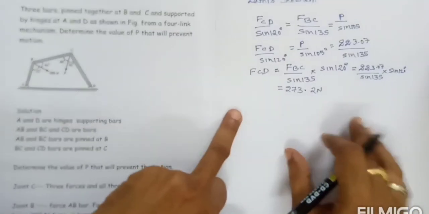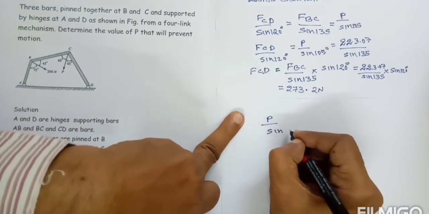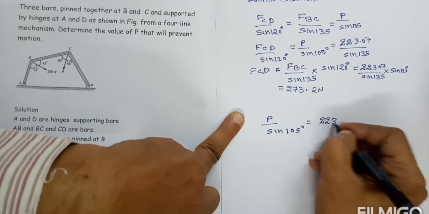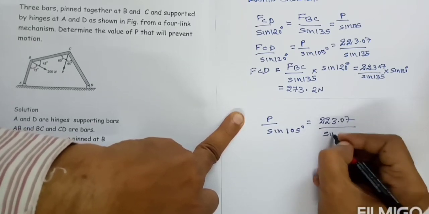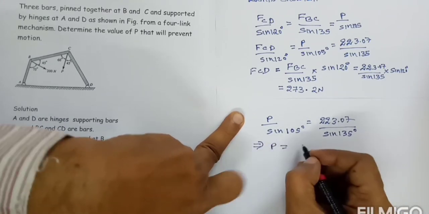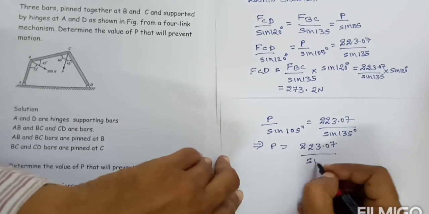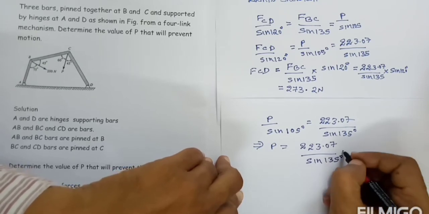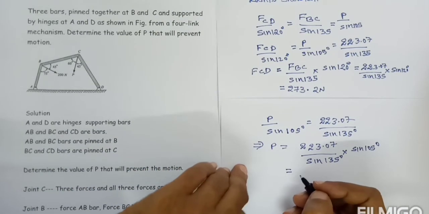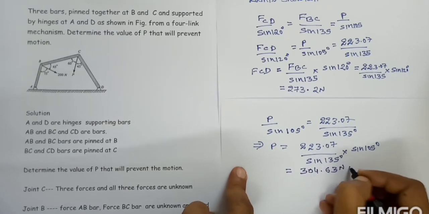Now we will find the value of P. So P by sin 105 degrees is equal to 223.07 by sin 135 degrees, which implies P is equal to 223.07 by sin 135 degrees into sin 105 degrees, which is equal to 304.63 newtons.